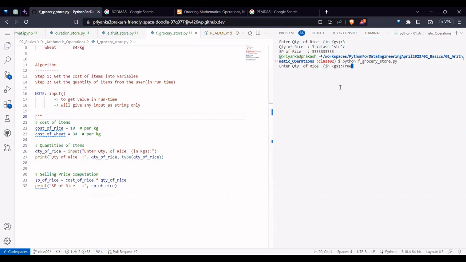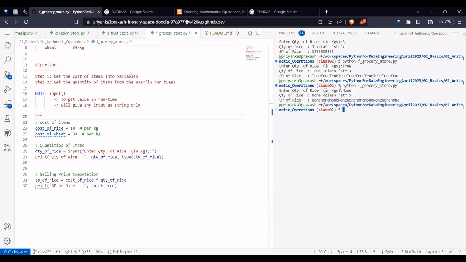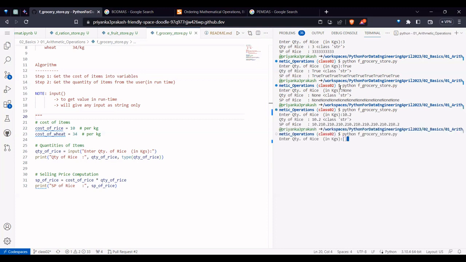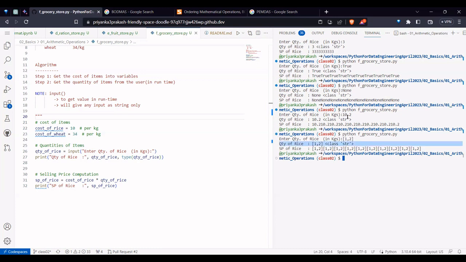This time I will give a boolean. You see what's happening? This time I will give a None. This time I give a floating point value, and this time something like a list. You see, whatever data type you give, it is treating it like a string only. Every time you can see, it is treating it like a string. Okay, this is part one of the problem.